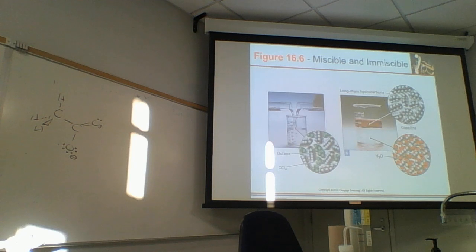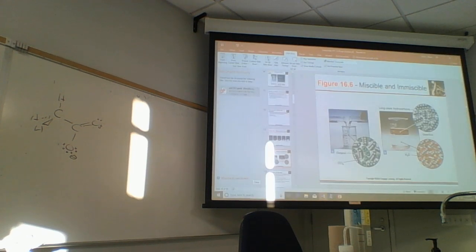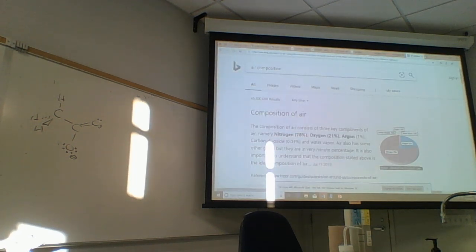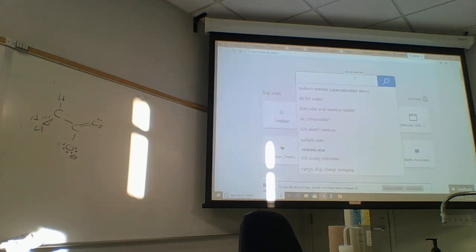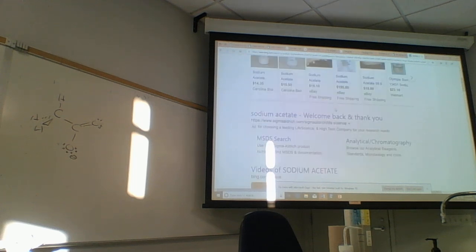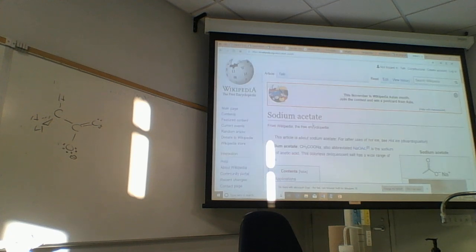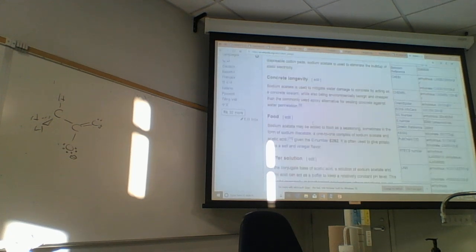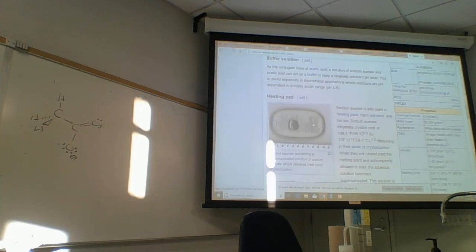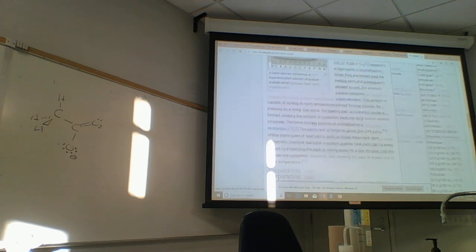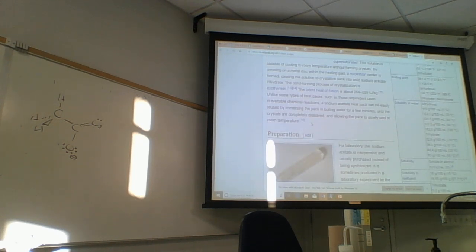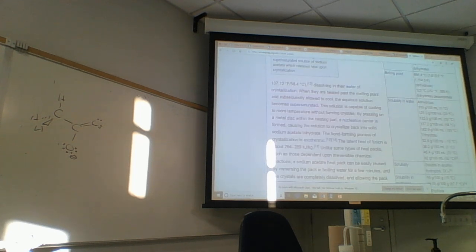And so let's take a look at some solubilities. Where do we find solubilities? We can find solubilities on Wikipedia. They're there. And so let's look at sodium acetate, the solubility. You can find them on Wikipedia. It's free, or you can find these in reference books.